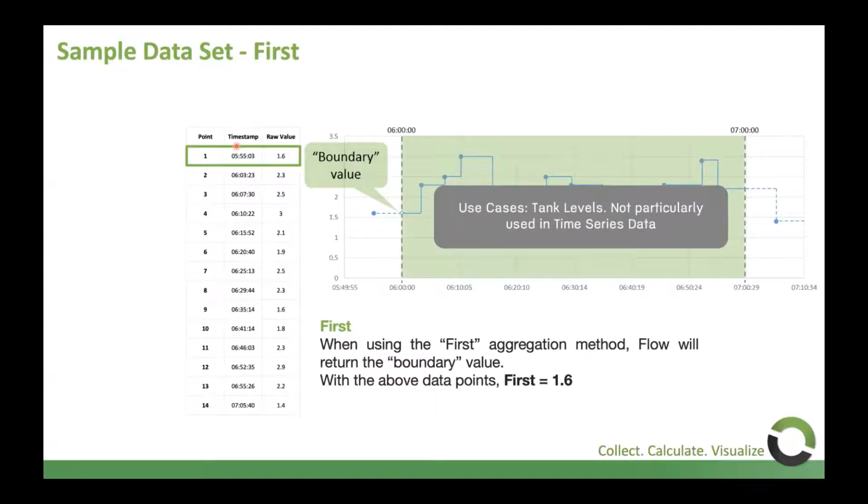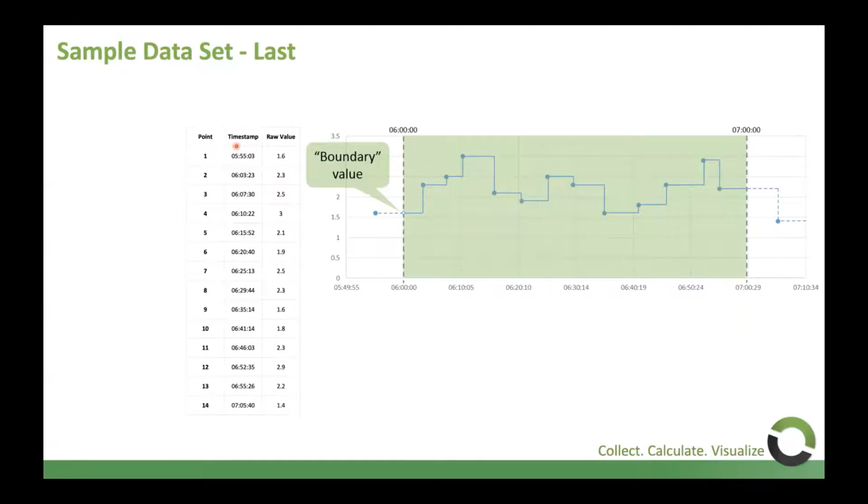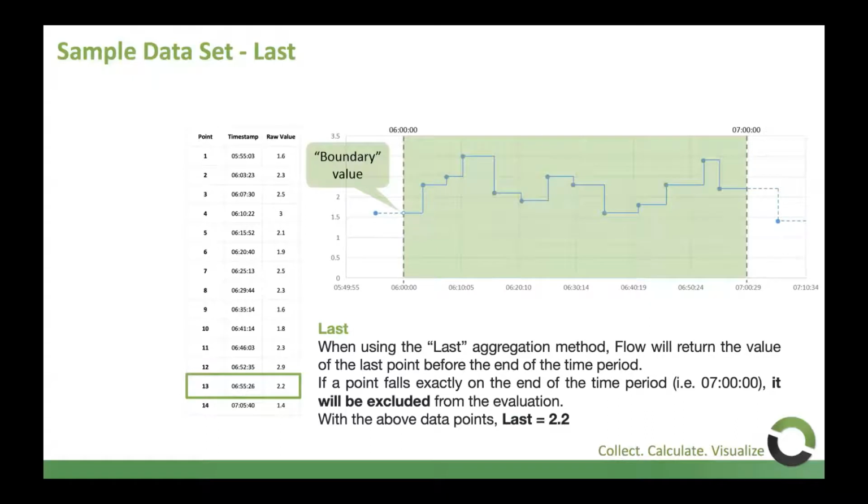Now, the opposite of first is probably then last. So the next aggregation method will be the last value for the hour. Again, if we look at our data points here, we've got a data point just inside of our 7 o'clock window, which is that last data point right at the end. And that is the data point that we will use to determine what the last value for this hour is. That will also be the first value for the next hour if we use the first aggregation, because we use the boundary value. But in this case, it's the last value for this hour, and that will be the value that we record exactly at 7 o'clock.